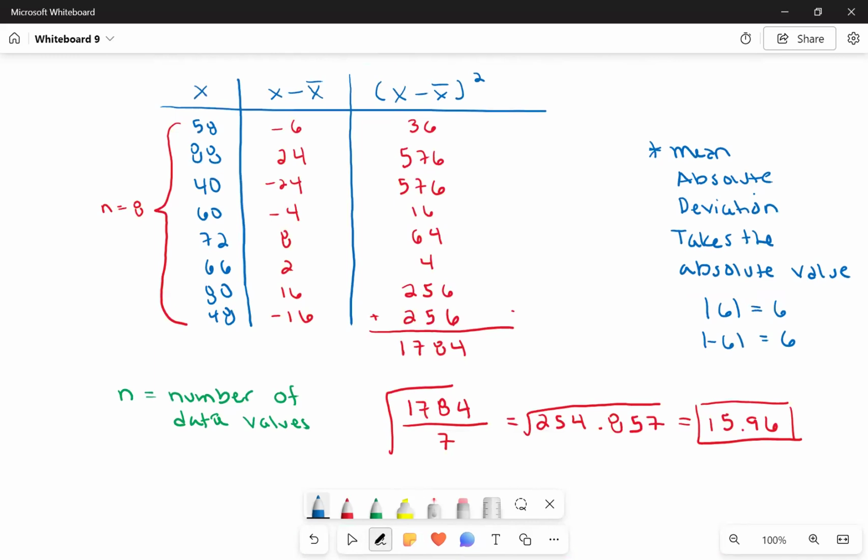Now, I did a little bit of kind of trust me, just believe me, but we're saying that on average in this set, the data values are about 16 away from the mean. That is what the standard deviation is for these problems.